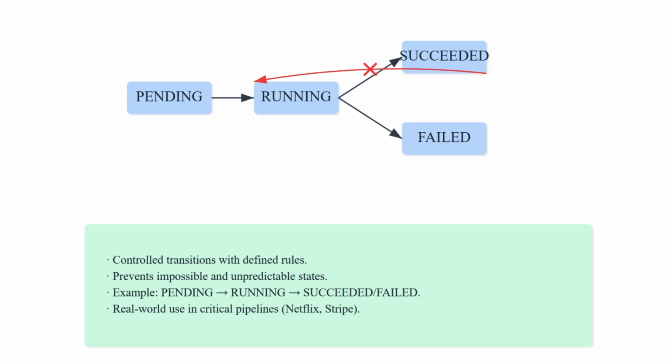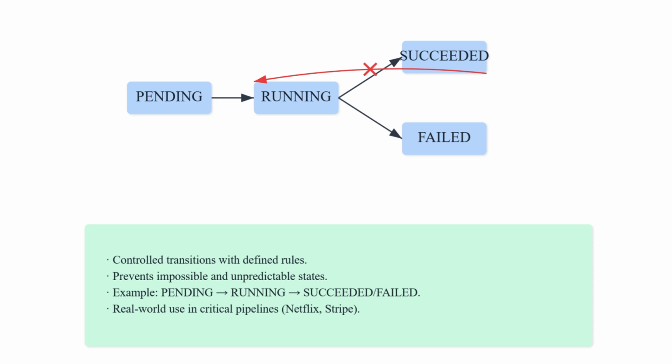This isn't just theoretical. Major companies like Netflix use state machines for critical operations, such as their content encoding pipelines, ensuring a video can't be served until it's fully encoded. Similarly, Stripe applies these patterns to payment processing, ensuring a payment can't go from pending to refunded without first passing through succeeded, preventing financial discrepancies. Implementing this often starts with an enum, like our task status example, combined with validation logic to enforce these transitions.